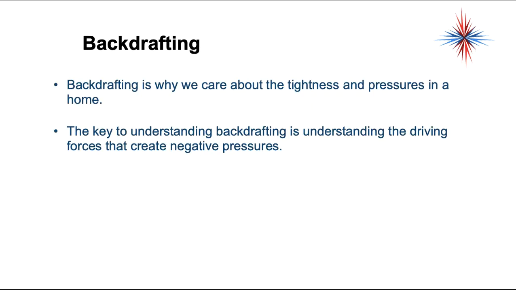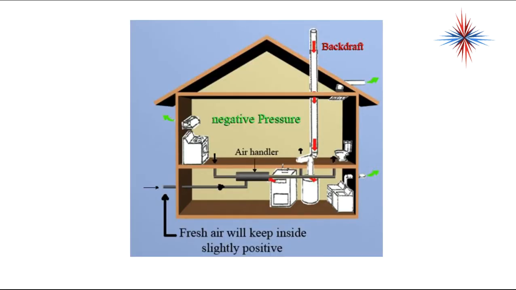Backdrafting is why we care about tightness and pressures in a house. The key to understanding backdrafting is understanding the driving forces that create negative pressures. This is an example of backdrafting. If I have a negative pressure that's created by that stove exhaust fan, all of a sudden this house has more exhaust than it has intake. So backdrafting happens when the air actually gets pulled down the exhaust pipes and comes into the house through the vents. That's backdrafting.